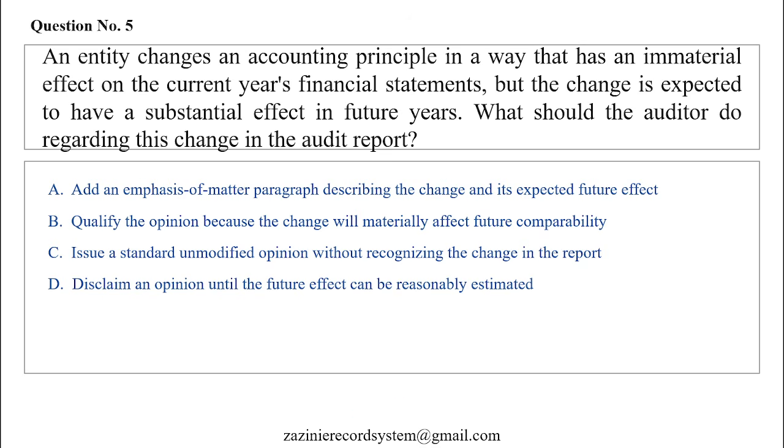Correct answer is letter C. Explanation. Letter C is correct because when a change in accounting principle has no material effect on the current year, the auditor doesn't need to say anything about it in the current report, even if the change is expected to matter a great deal in future years. The report only needs to reflect the current year's actual materiality, not a forecast of what might happen later.